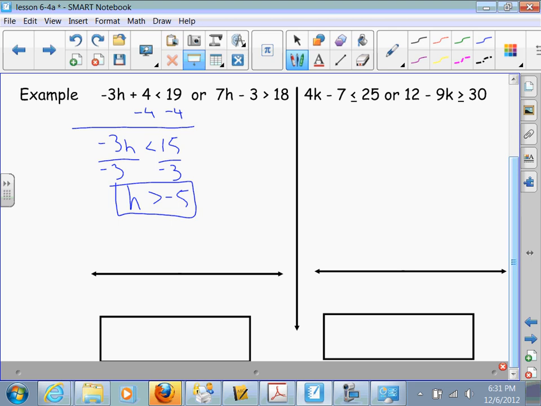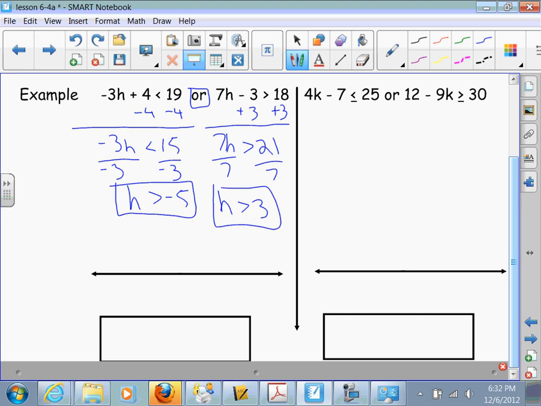Now I'm going to do the other side, remembering our word is or. So I'm just going to start solving from up here. I have to add 3 to both sides, plus 3, plus 3. Then I have 7h is greater than 21. And if I divide by 7, I get h is greater than 3.